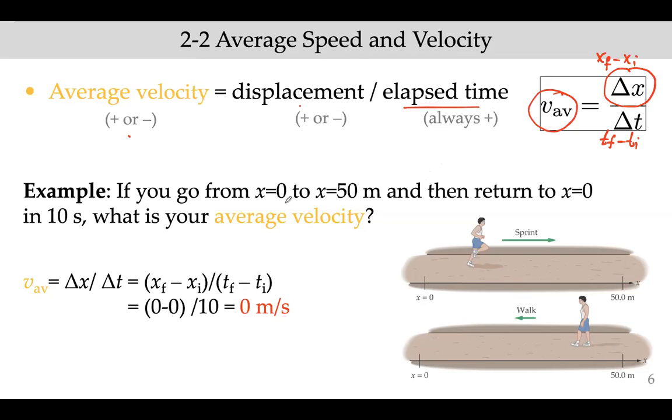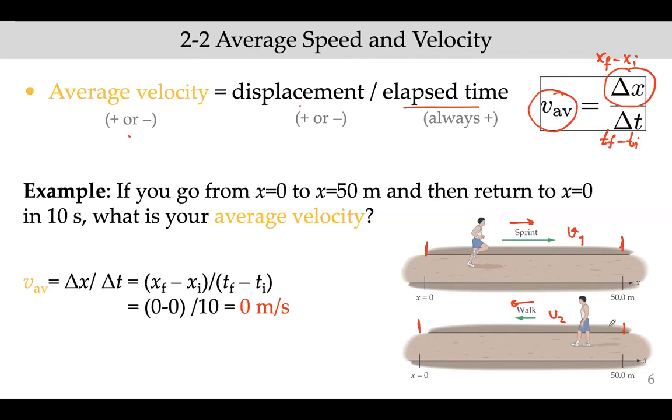So let me give you an example. Let's say you go from x equals 0 to x equals 50 meters, okay? And then you return: you run forward this way, and then from 50 to x equals 0, you walk back. Well, we can't talk about one velocity, right? Because here you're running, but in the return path, you are actually walking. So there are two different velocities. We can say velocity 1, and here velocity 2. But we can talk about the average, right?